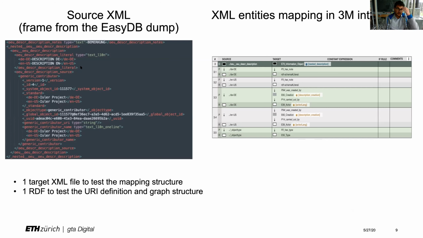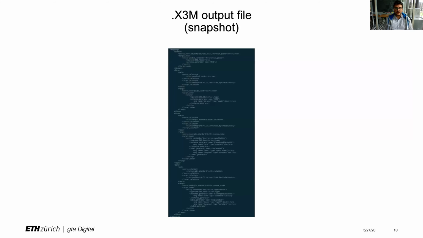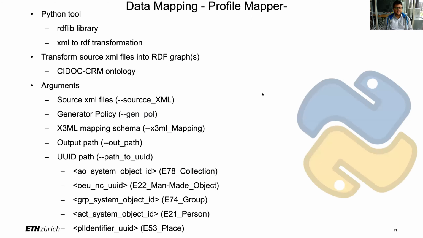Here, for example, we have a snapshot of our master XML record, in this case a build work, so E22, and how it is then represented in 3M. And then here a snapshot of the X3M output file, so how the mapping schema looks at the end.